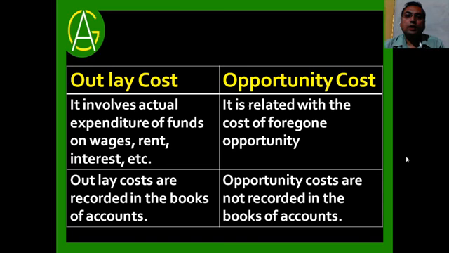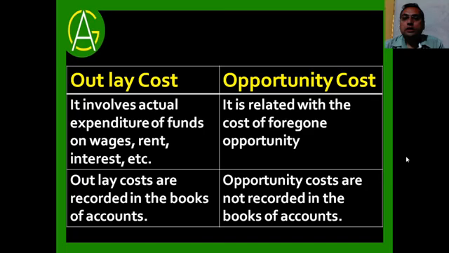Now in this session, we are going to learn other concepts of cost. One is outlay cost and another is opportunity cost. Now outlay cost means all those actual expenditures of funds, that is on wages, on rent, on interest, etc. That means whatever we have actually paid to the outside factors of production will be considered as outlay cost.